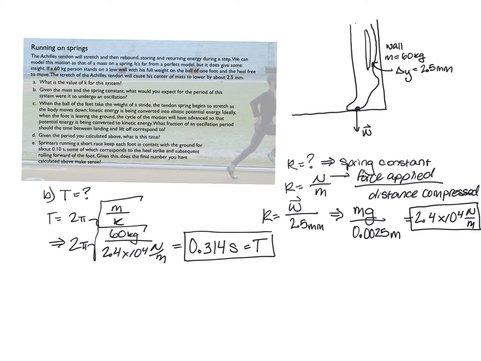So let's go ahead and think about the next question. It says, when the ball of the foot takes the weight of the stride, the tendon spring begins to stretch as the body moves down. So this is that compression piece we were talking about. Kinetic energy is being converted into elastic potential energy.